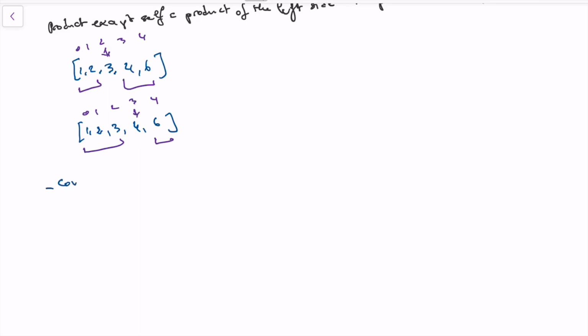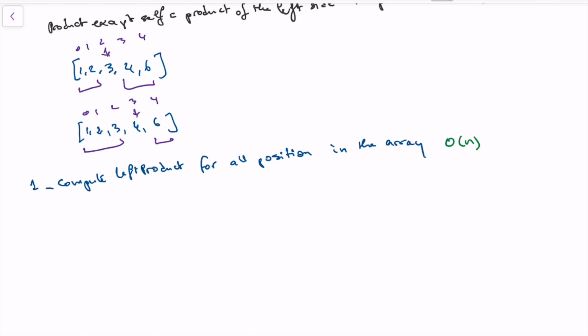So compute the left product, let's call it. This would be the first step, left product for all positions in the array, right? That would be, of course, an O(n) operation, right? And then we would do the same thing, which is compute, except this time the right product, same thing for all positions in the array, right? And that would also be O(n).